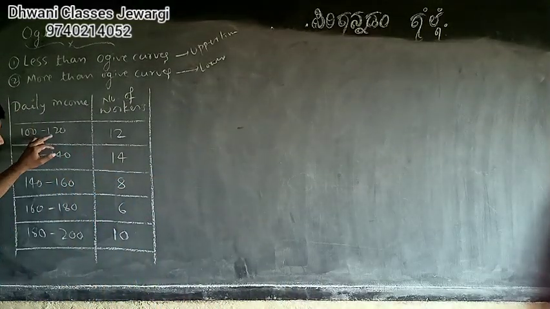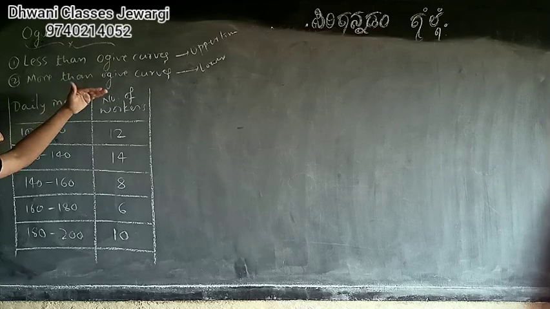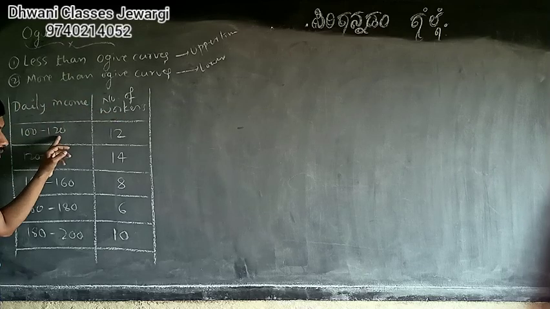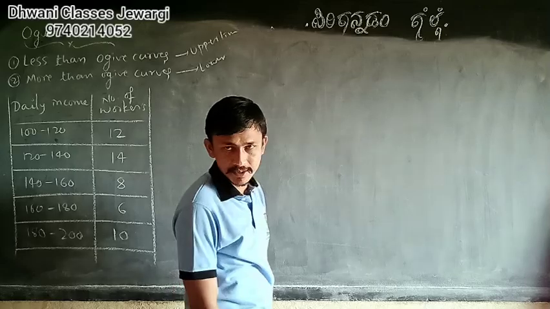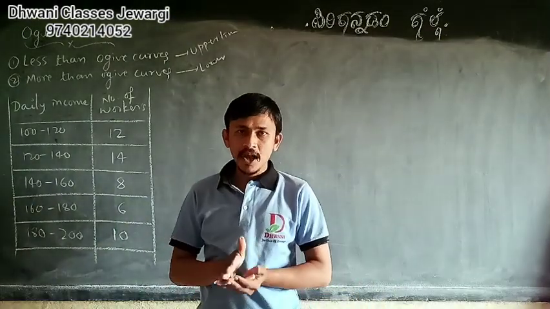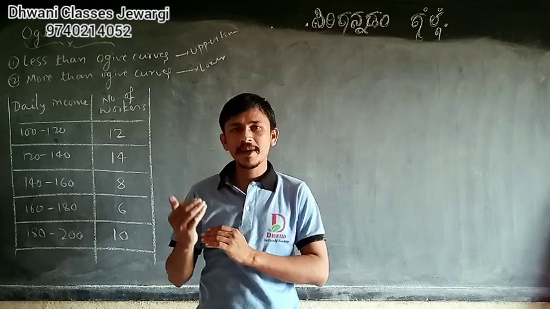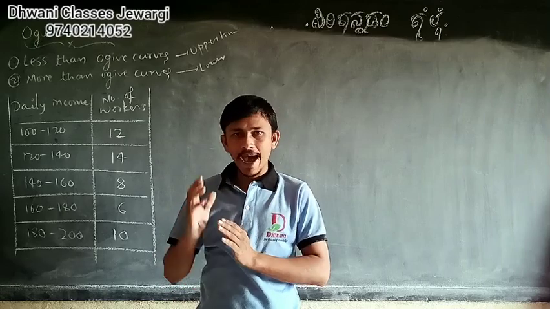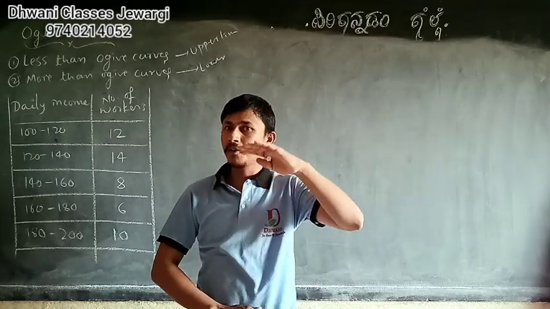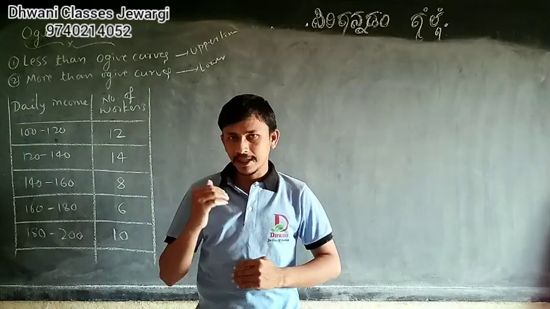Since the upper limits are 120, the classes are 100 to 120, 120 to 140, up to 180 to 200. This is the question. What is the question here? Daily income, number of workers. 100 to 120 income, 12 workers. Ogive curves will always show how many persons or how many values are below the particular given thing or above the particular given thing.